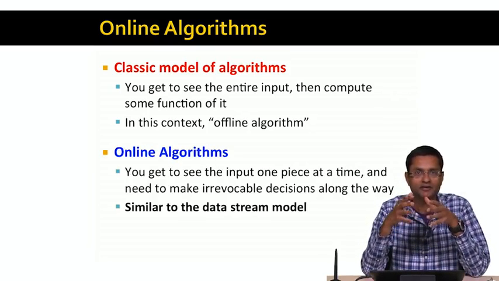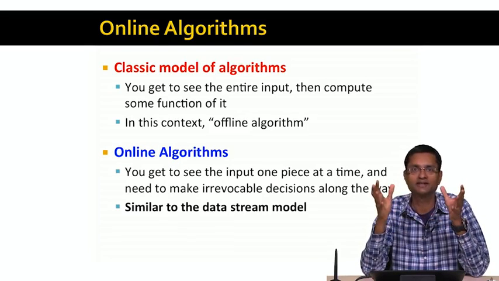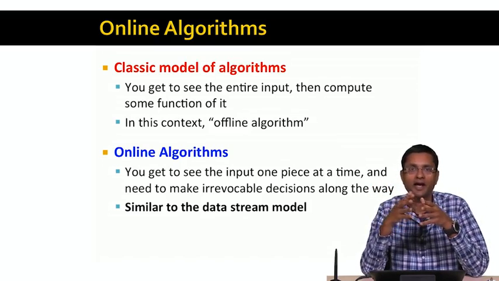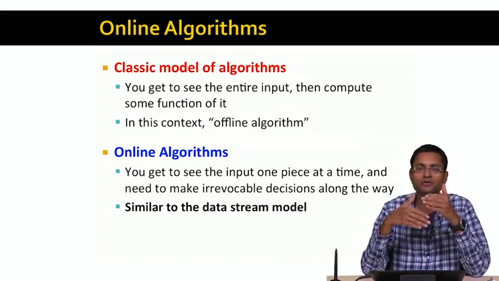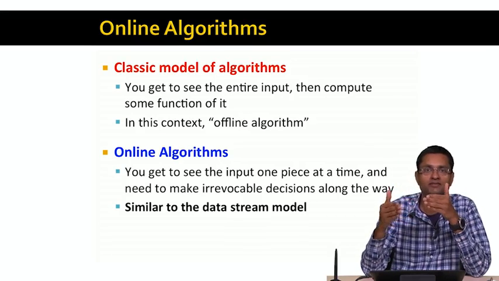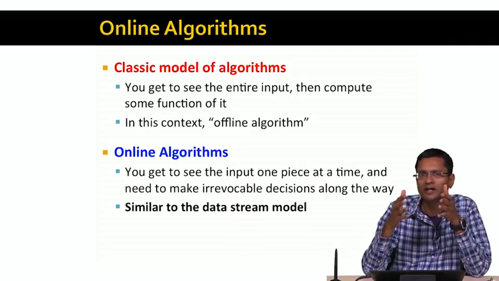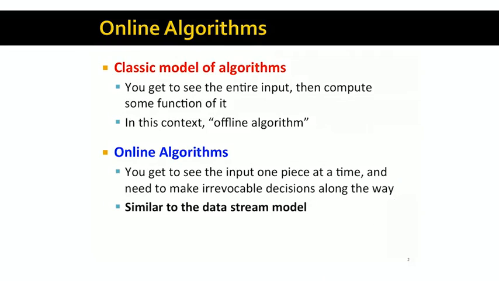The kind of algorithms that we're going to look at in today's lecture, called online algorithms, don't get to see the entire data set at one time. They get to see the input one piece at a time. They don't see all the input. And yet, as they see a partial input, they have to make some kind of irrevocable decision along the way. They produce part of their output, even when they've seen only a part of the input. And this is kind of similar to the data stream model, but it's not identical. There are certain subtle differences that will become apparent as we go along.